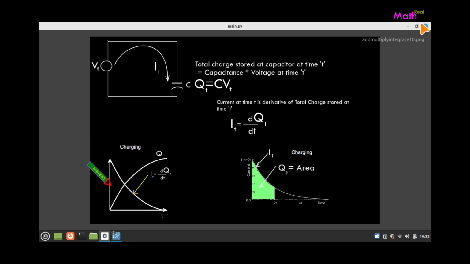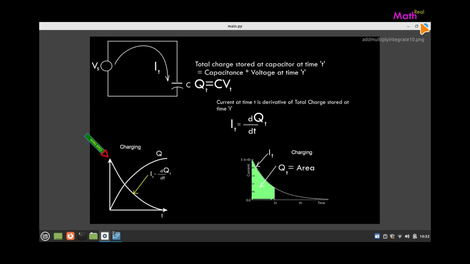If the capacitor is charging, then this curve that is growing is the charge. Time to time the charge is growing. At one level it will be completely saturated, so charge won't grow, voltage won't grow. If I differentiate this, dq by dt, then the differentiation of this line would be the current line.